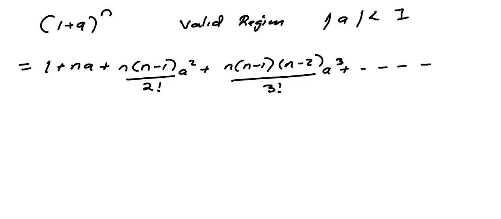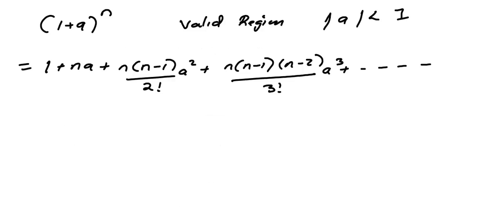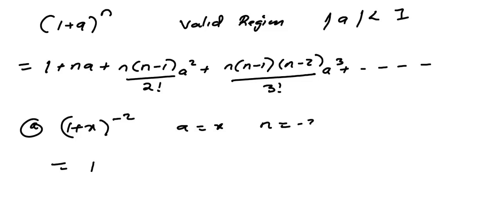And they'll always tell you where to end, because this is always going to be a series. So like the first one, they want 1 plus x, like question number 1, (1 plus x) to the power negative 2. This is just going to be 1. So your a is x and your n is equal to negative 2. So just do the replacement.